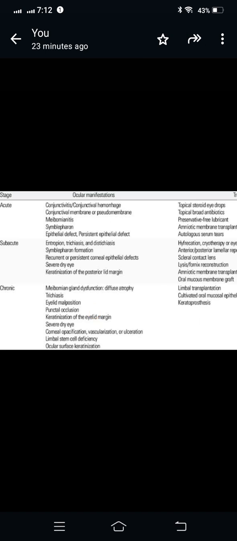And in the subacute stage, there is entropion, trichiasis, distichiasis, symblepharon formation, recurrent corneal epithelial defects, severe dry eye, keratinization of the posterior lid margin. Then in the chronic stage, meibomian gland dysfunction, MGD, diffuse atrophy, trichiasis, eyelid malposition, punctal occlusion, dry eye, keratinization of the eyelid margins, severe dry eye, corneal opacification, vascularization, ulceration, limbal stem cell deficiency, ocular surface keratinization.